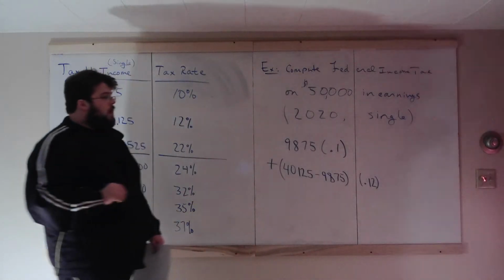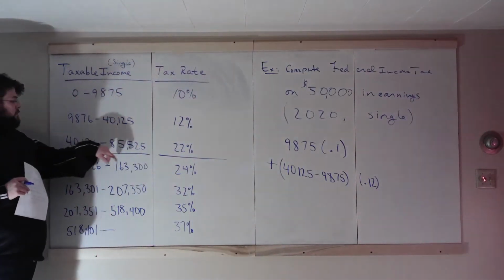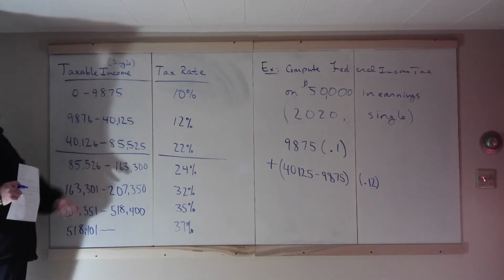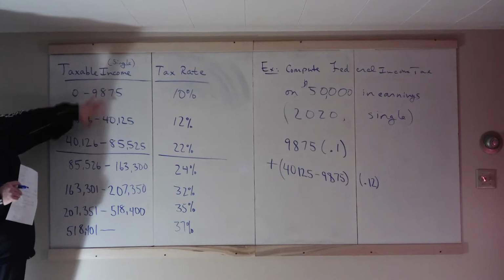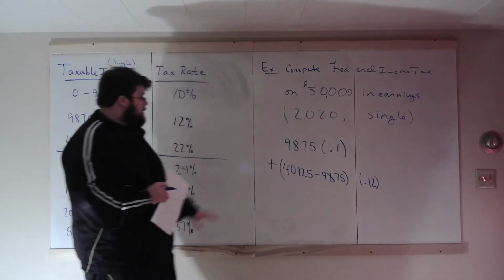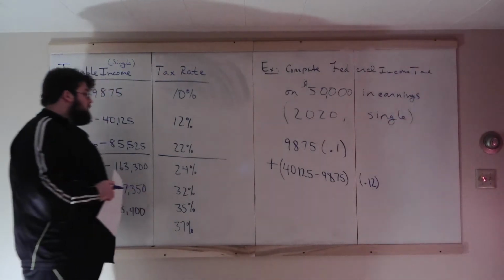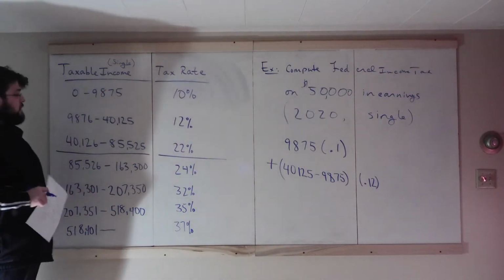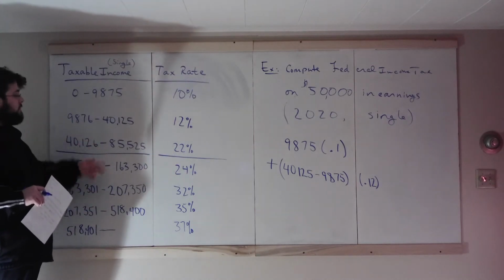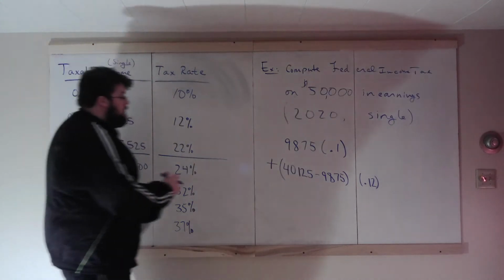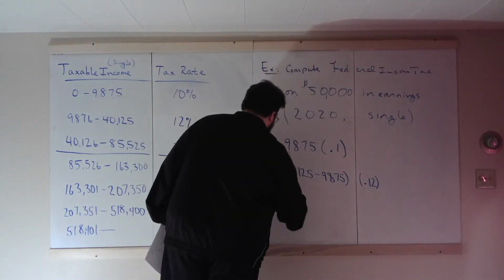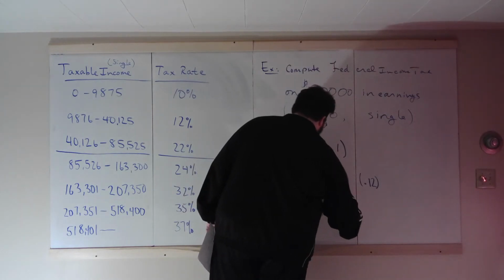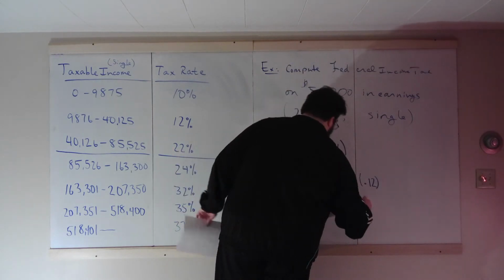Now notice, all $50,000 is not taxed at 22%. The first $9,875 is at 10%. The next, whatever number that is, $30,250, is taxed at 12%. And the remaining $50,000 minus $40,125 is taxed up here at 22%.